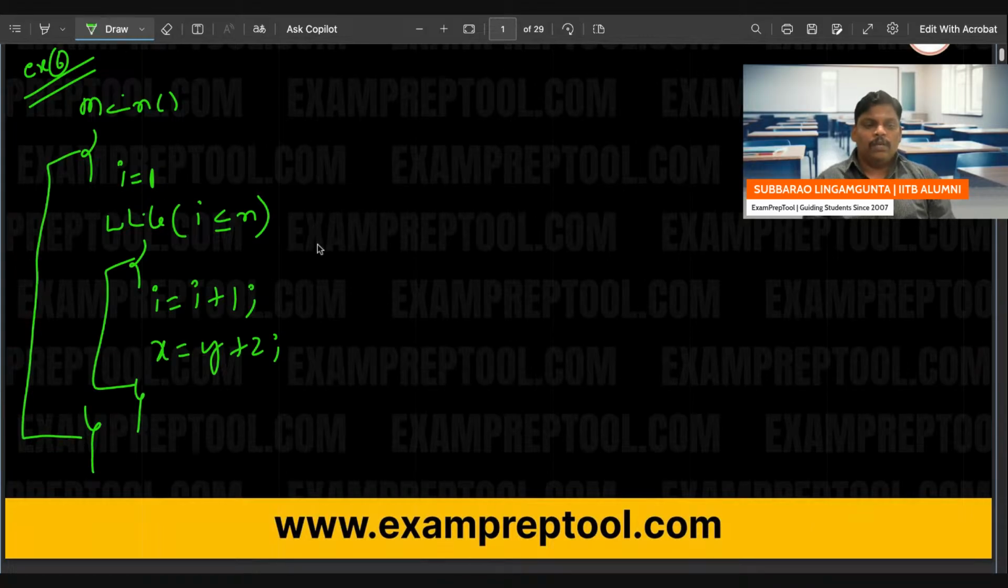i is equal to 1, while i less than or equal to n, i is equal to i plus 1, x is equal to y plus z. So it is the given problem. What is the time complexity of this problem? We have to find out. So let me know what the time complexity is.